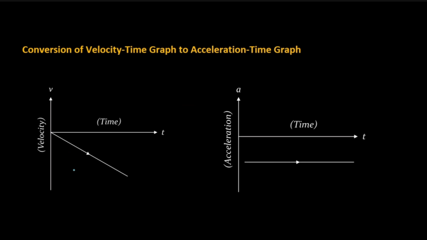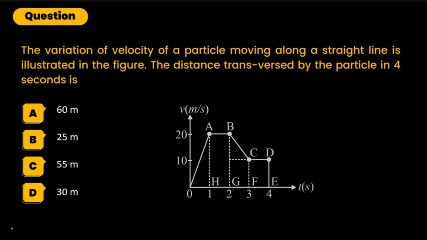So again, this is the same graph. If the graph was going this way, or if it is starting from zero and going in the negative direction, then also acceleration is going to be negative. So we'll draw the same acceleration time graph. Okay. Now here's the question.